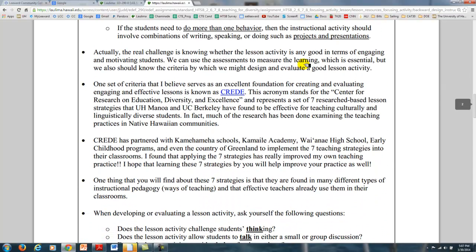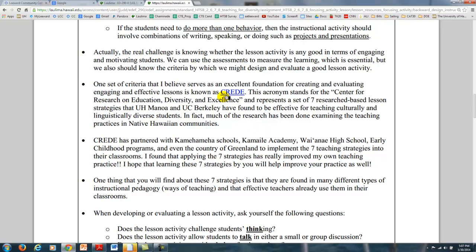The real challenge is knowing whether that lesson activity is going to be engaging. So there are also some elements we can look for to make sure that whatever learning activity we choose will be student-centered. And the research supports that when students do something, they learn. When a teacher does something, the teacher learns. So we want to focus our instruction strategies on the student.